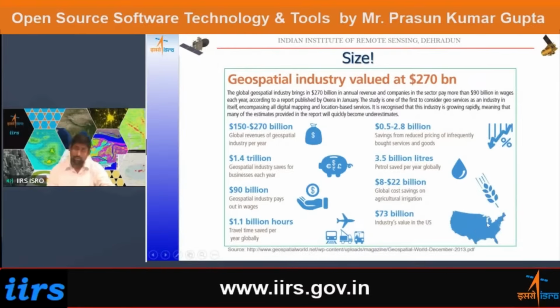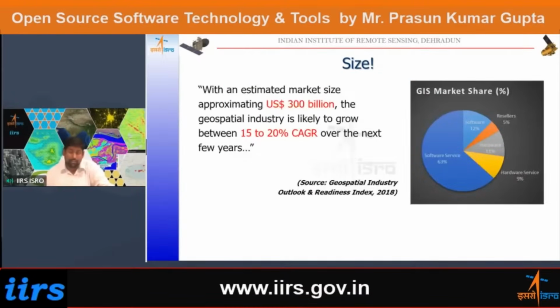So within the US, they are generating about $100 billion of revenues, and globally around another $200 billion of revenue. So you can imagine the size of the business. And within this business, about 75% is dedicated to software and software services. So roughly out of 300 billion, 200 billion US is spent on buying software or software services.